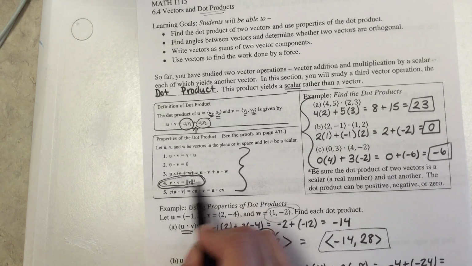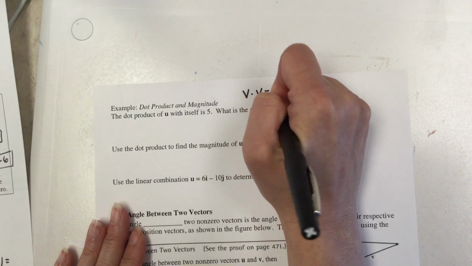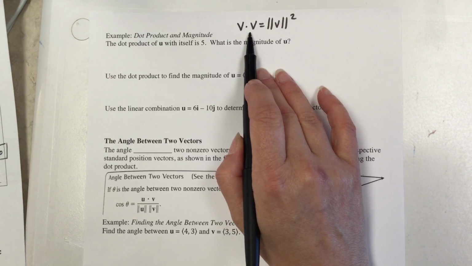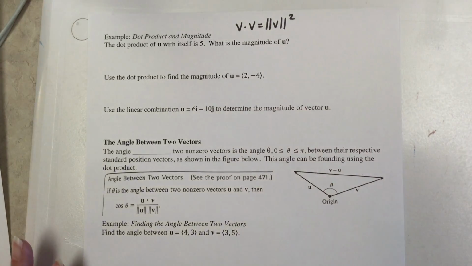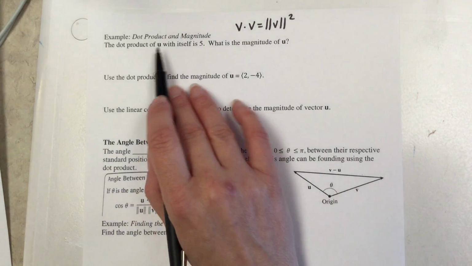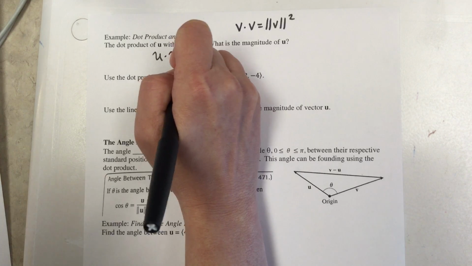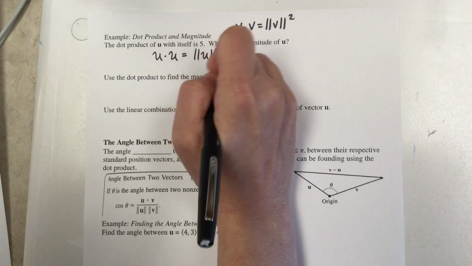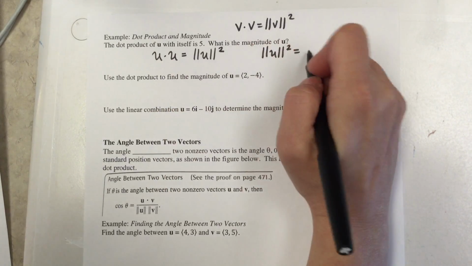Now we're going to go ahead and look at this formula. So here's the formula. As we go to the back side, I want to make sure we've got it. If you take a vector and multiply it by itself, so if I take v times itself, the result is the magnitude of v squared. Okay, so let's go ahead and look at this. It says the dot product of u with itself. So u times u is 5. So u times u would be the magnitude of u squared. So we know the magnitude of u squared is 5.